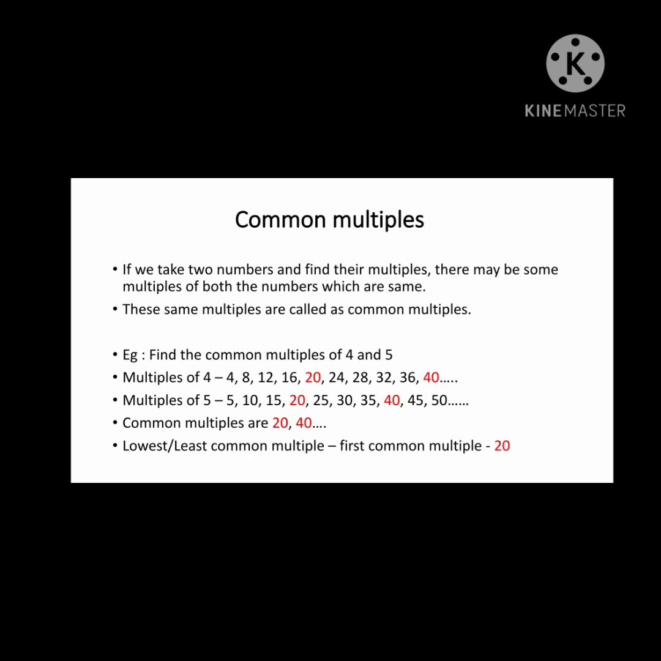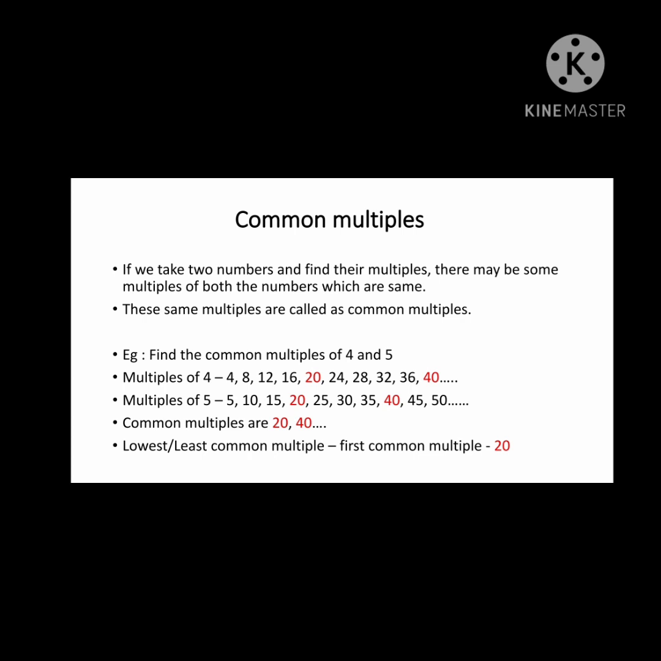What are the common multiples of 4 and 5? The common multiples means the same multiples. Find out which are the same multiples of 4 and 5. 20 is the multiple of 4 as well as multiple of 5. So, 20 is the first common multiple. Similarly, the next common multiple I have marked red, 40. 40 is the second common multiple.